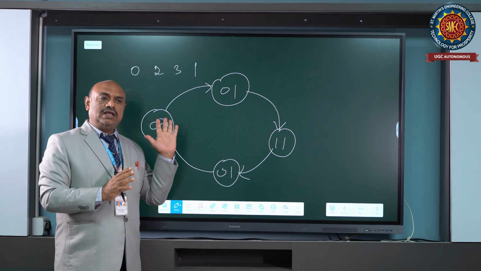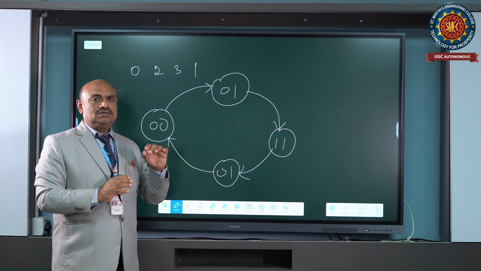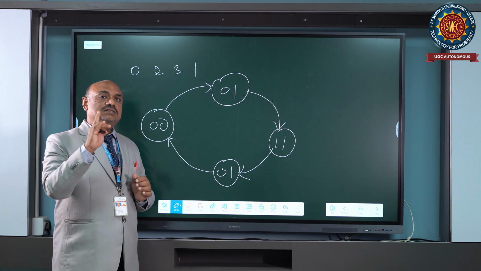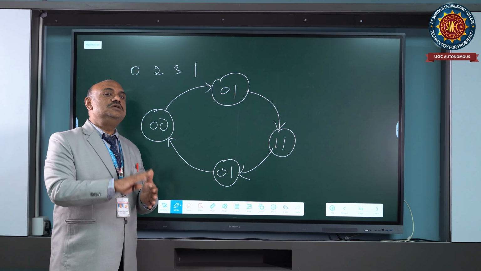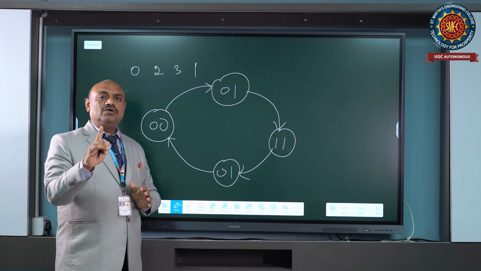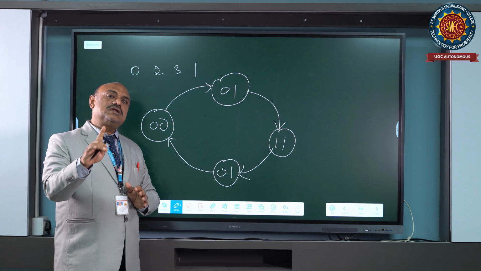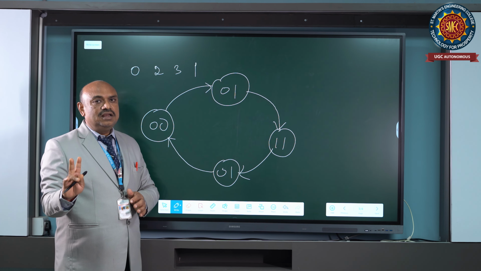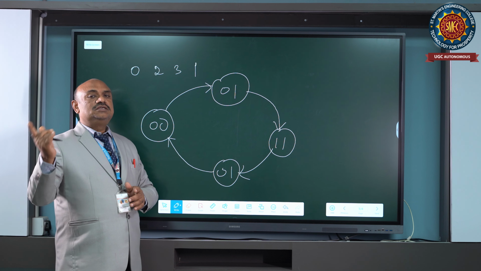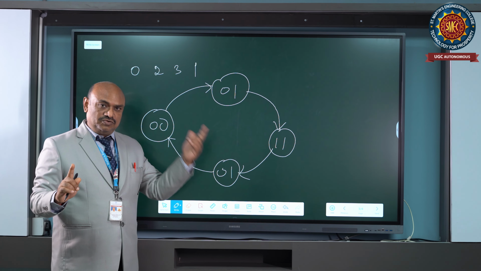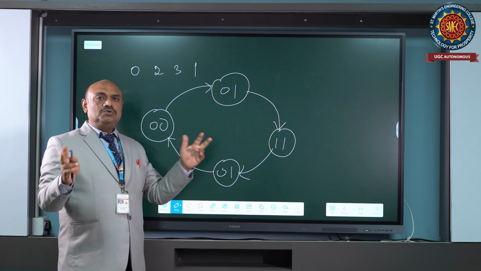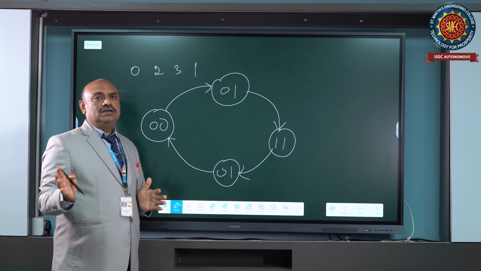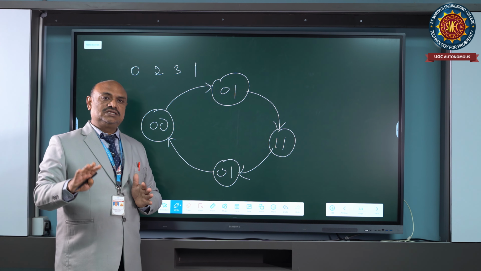The asynchronous design is a little bit simple, but it is slow. But what is the importance? Why do people still use the asynchronous counter? Because battery or power consumption is less in asynchronous, whereas synchronous is complicated and power consumption is more. Synchronous is faster than asynchronous, but each has its own merit and demerit. So both designs are important for digital circuits.